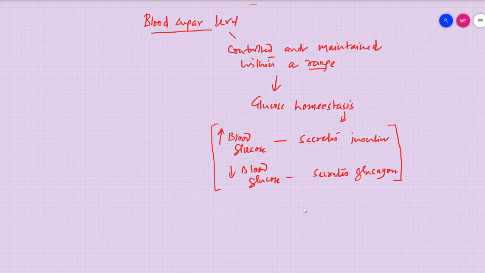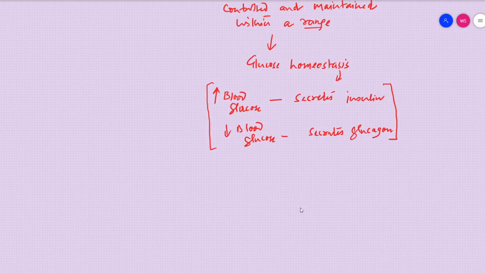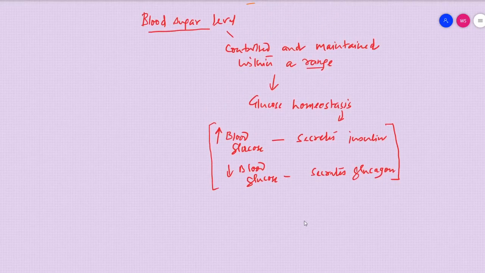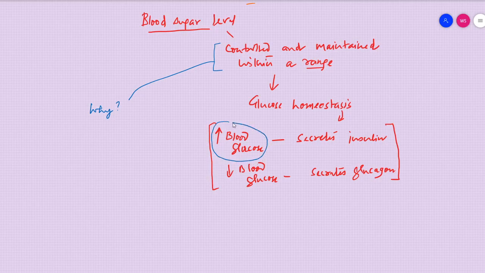The point to remember here is, why does the body control and maintain glucose within a range? That is the important question here. It is controlled and maintained within a range. Why? There can be two conditions: increased blood glucose and reduced blood glucose. Increased blood glucose, what is it called? You're right. Hyperglycemia.